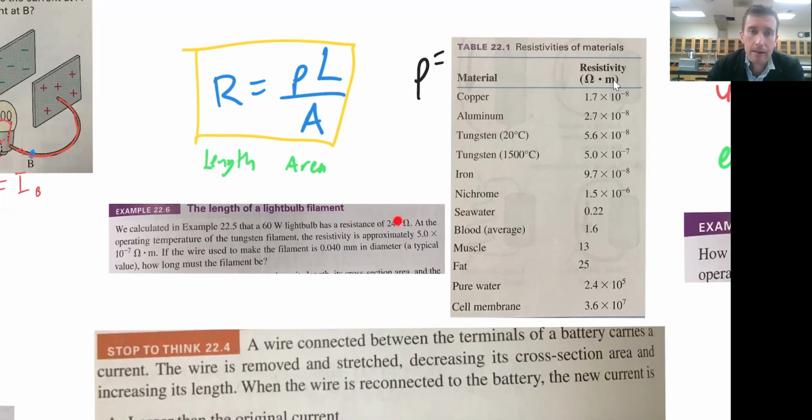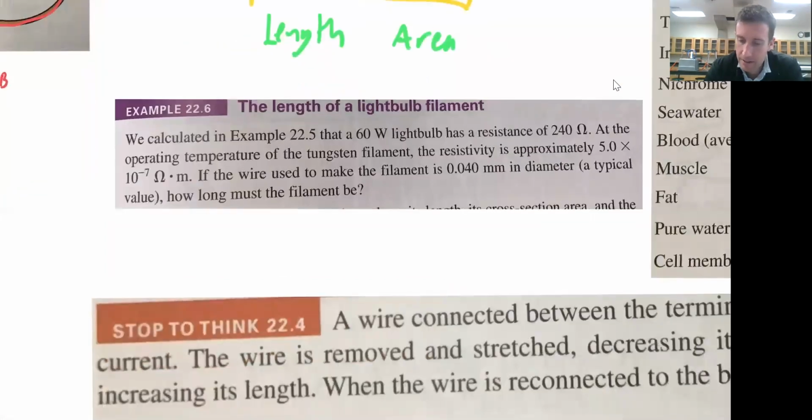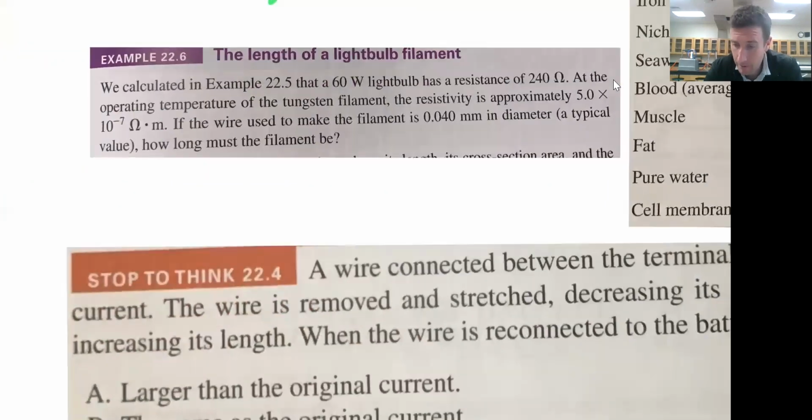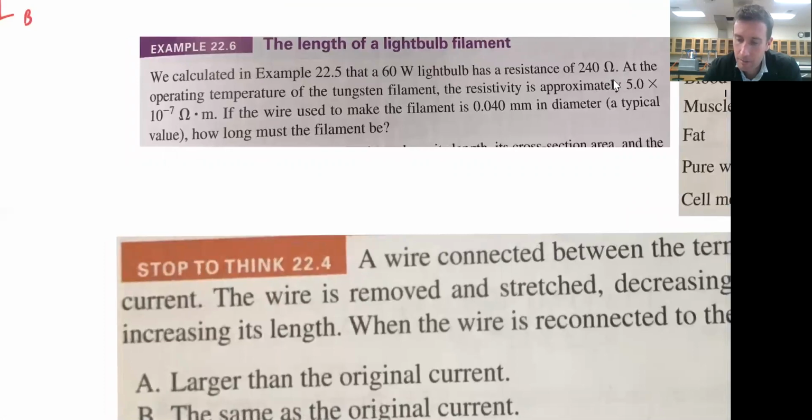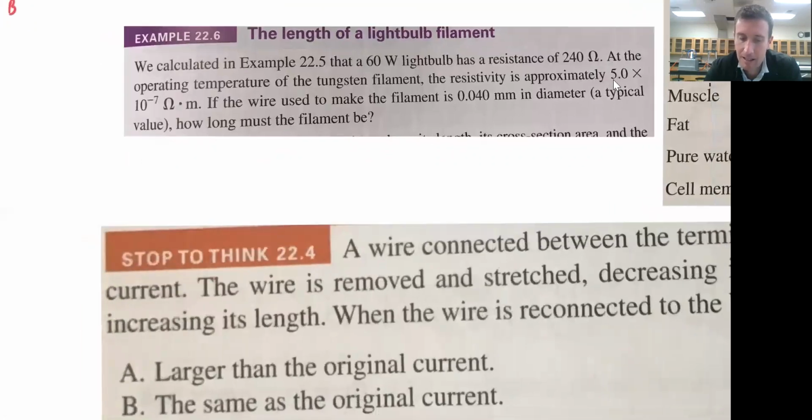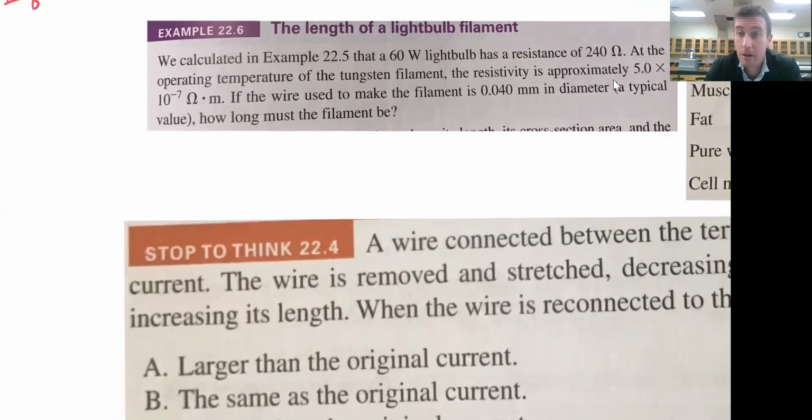The length of a light bulb filament. Same deal as previously, we're still looking at that light bulb filament. We calculated in 22.5 that a 60-watt light bulb has a resistance of 240 ohms. At the operating temperature of the tungsten filament, the resistivity is approximately 5 times 10 to the negative 7th. That means the tungsten must get really hot, like 1500 degrees Celsius, inside that light bulb.